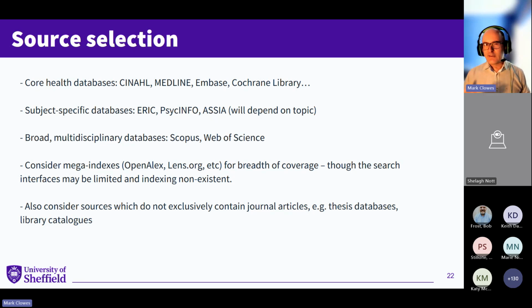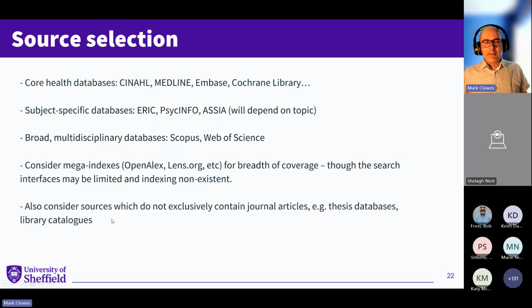And so you might find it useful to look at social science sources, and perhaps at those big multidisciplinary databases like Scopus and Web of Science. I find those very useful for breadth of coverage. I do also find them quite noisy. The same is true of the mega indexes, these new sources like OpenAlex and lens.org, which are freely available and full of scholarly content, but they have pretty much no indexing and very limited search interfaces. So it's breadth, but it's not precision. High sensitivity, but low specificity.